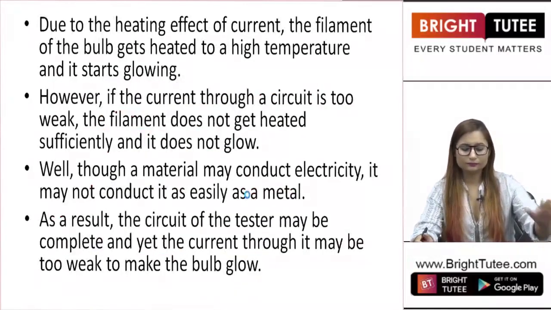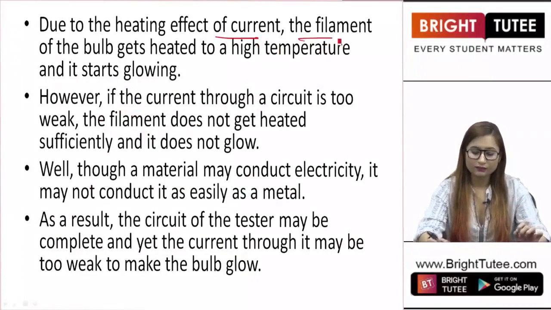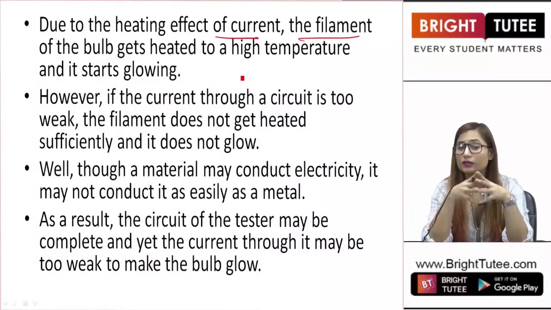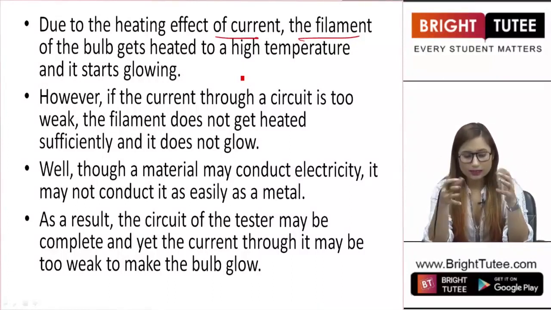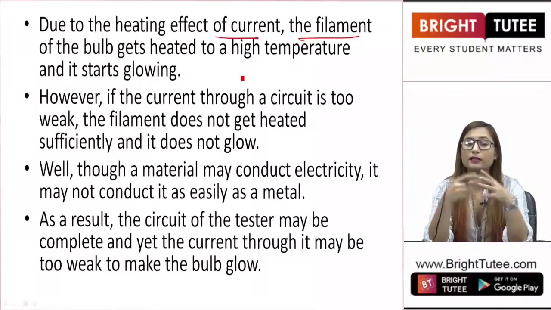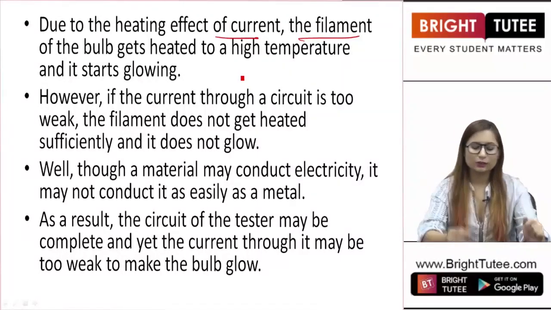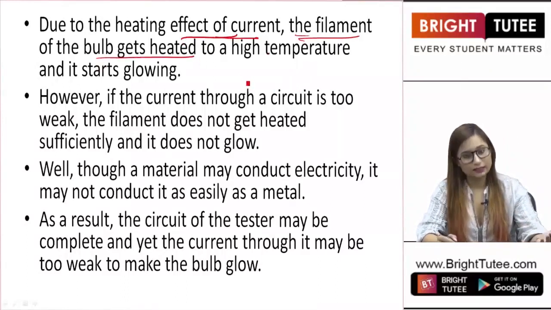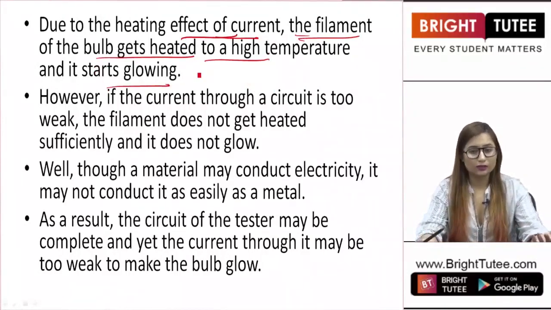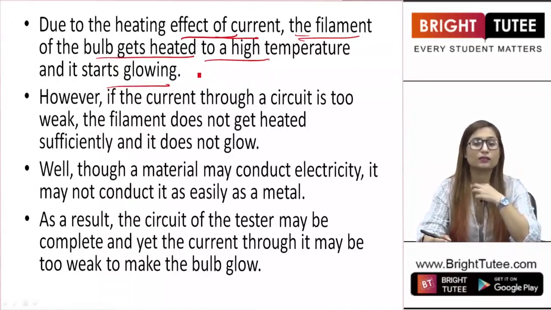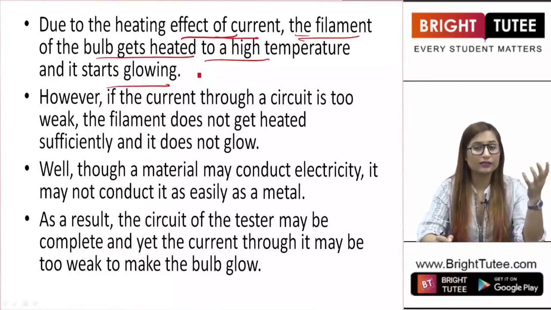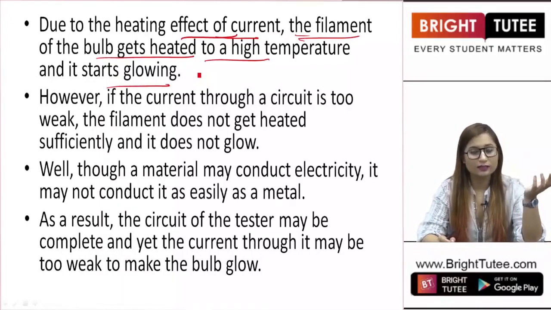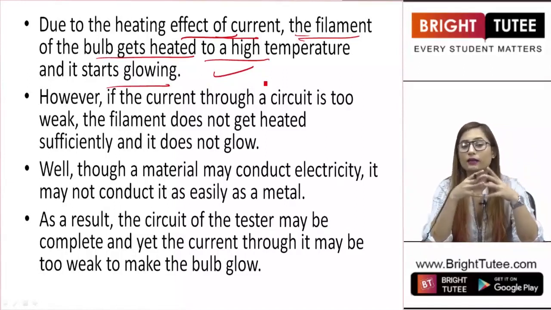So students, due to the heating effect of current on the filament, there are cases when the bulb also glows when the liquid is not a good conductor. The bulb can glow sometimes even when we have a poor conductor. The heating effect of the current causes the filament of the bulb to get heated to a high temperature and it starts glowing. The function of a bulb only starts when the filament starts glowing. So this is how a bulb can also glow.